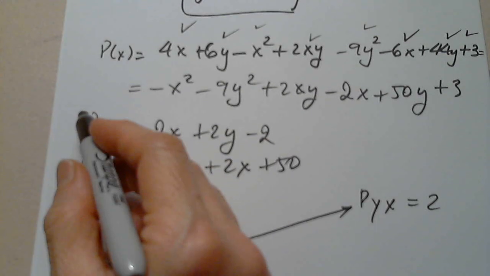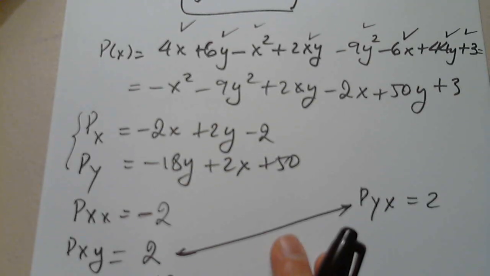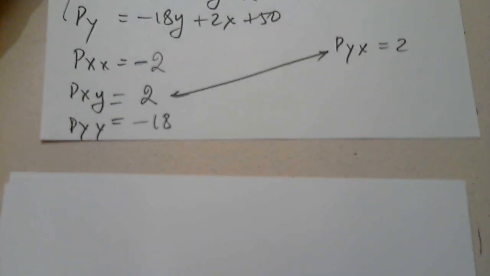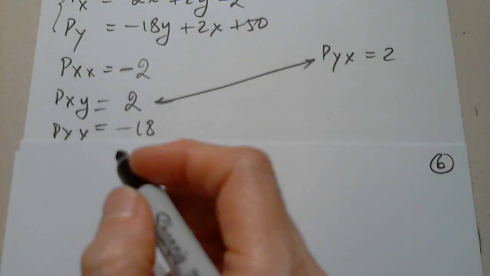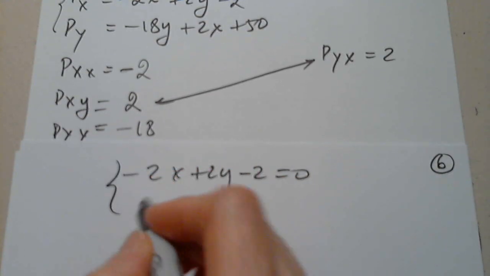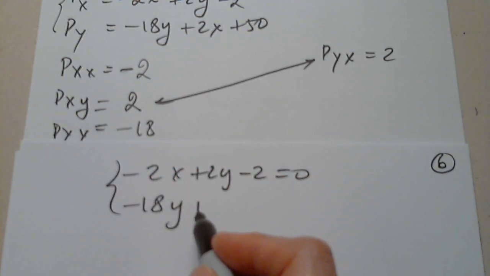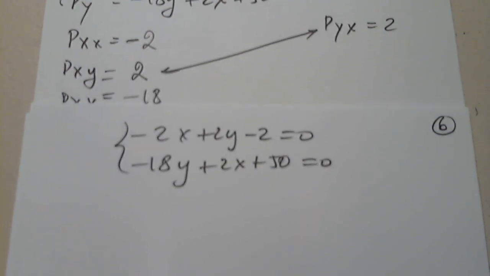Now we have to create the system and set these two equal to 0 because we have to create a point. Good. So negative 2x plus 2y minus 2 equals 0, and negative 18y plus 2x plus 50 equals 0.